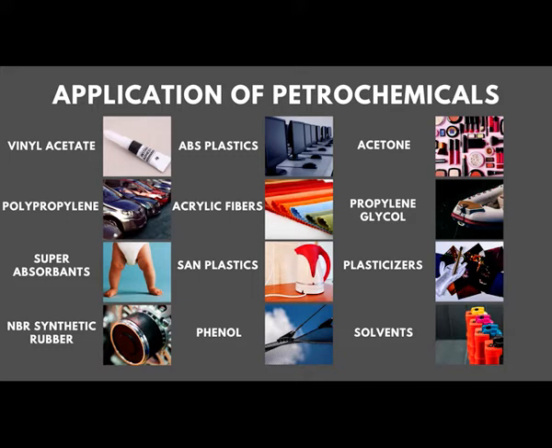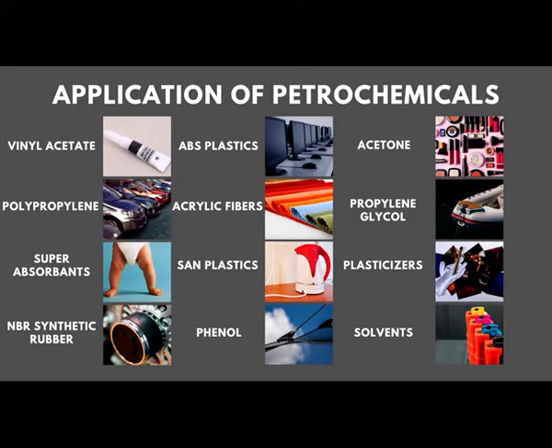Then super absorbents are widely used in different kinds of diapers. Then NBR synthetic rubber finds quite common place in the manufacture of tires. Then ABS plastics. ABS stands for acrylonitrile butadiene styrene. So ABS plastics find a role in the manufacture of computer components. Then we have acrylic fibers. Then SAN fibers are used for manufacturing common electronic items or white goods.